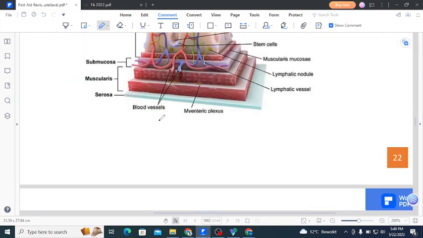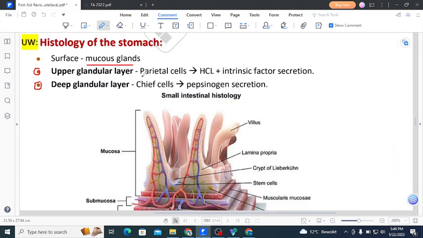So they are saying that the upper glandular layer contains the parietal cells, which produce HCl plus intrinsic factor. The deep glandular layer has the chief cells, and that produces pepsinogen secretion. So the upper glandular layer is the one containing the parietal cell.